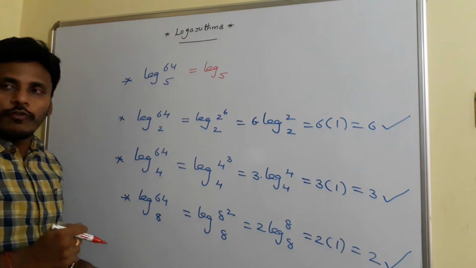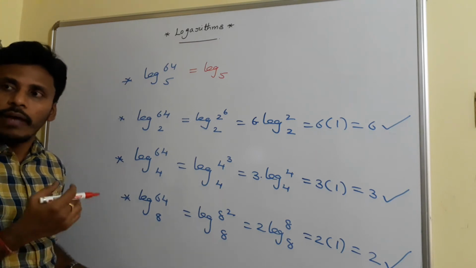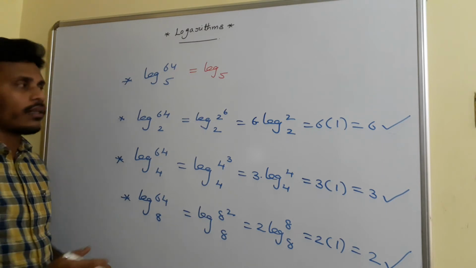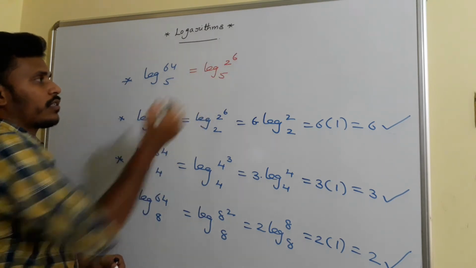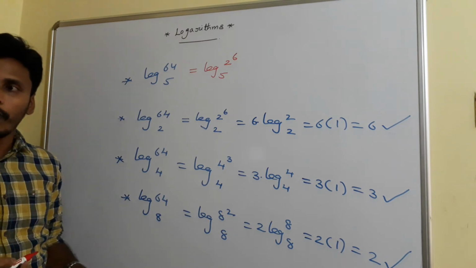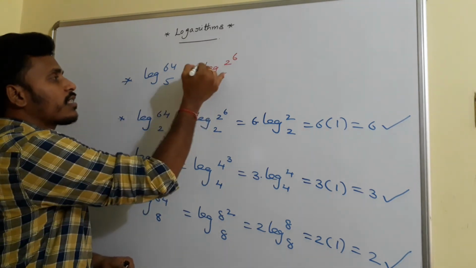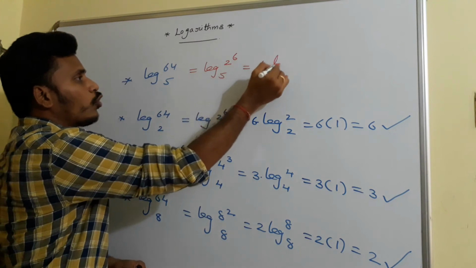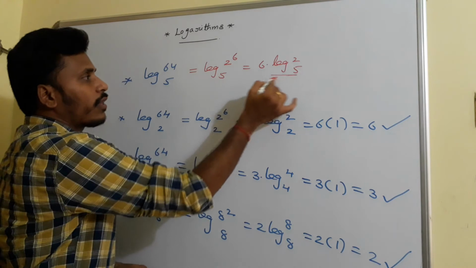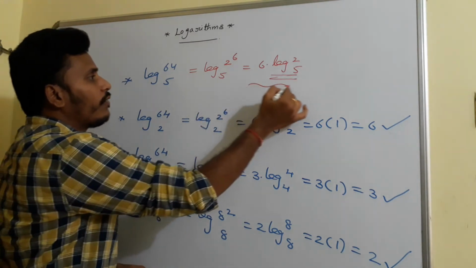Then express the 64 as your choice, either as 2 power 6 or as 4 cube or as 8 square, like that. Suppose you express it as 2 power 6. Logarithm of 64 base 5 is equal to logarithm of 2 power 6 base 5. Send this 6 out by the law: 6 into logarithm of 2 base 5. But you don't have this logarithm of 2 base 5 value, so leave it like that.